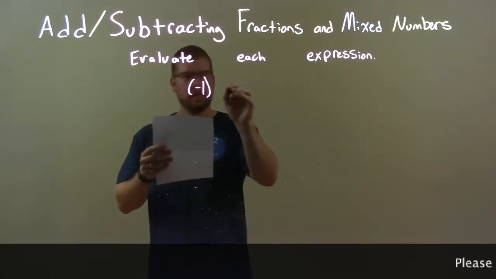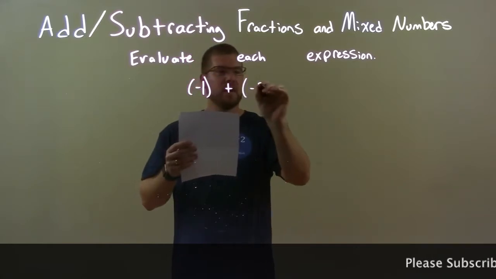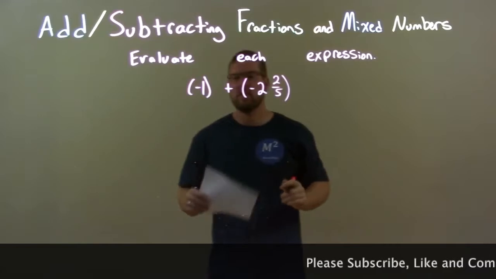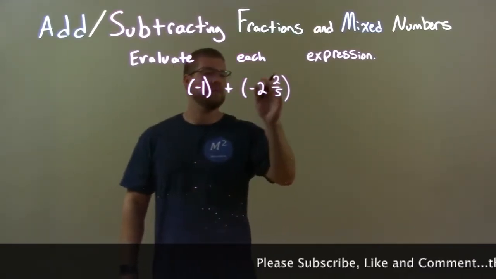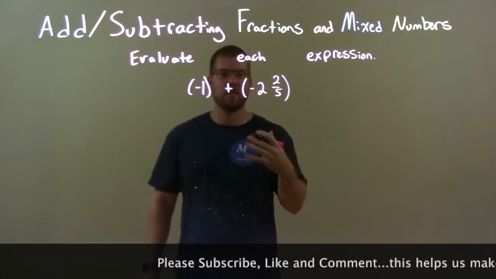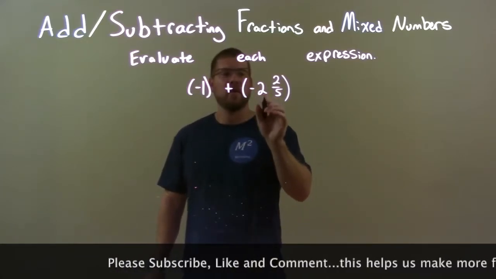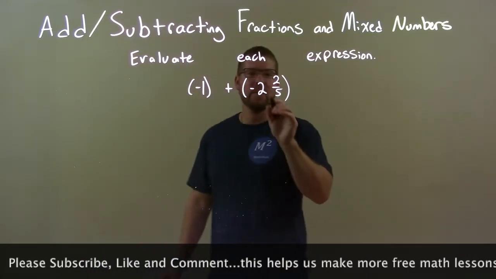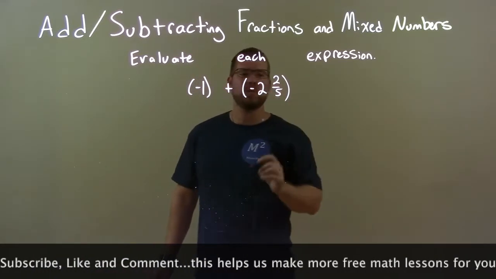Negative 1 plus a negative 2 and 2/5. So since these are both negative, we know we're going to a more negative number. Now, here, we have the whole number and then the fraction part, right? So we have negative 2 and 2/5.